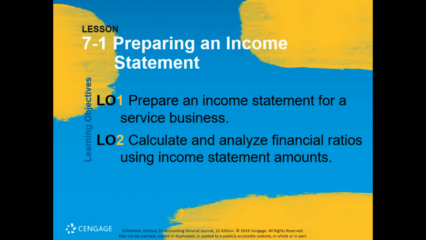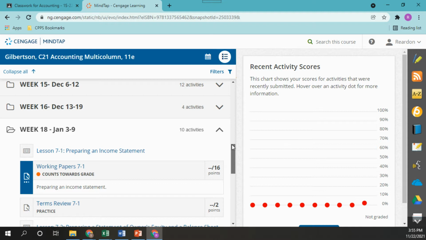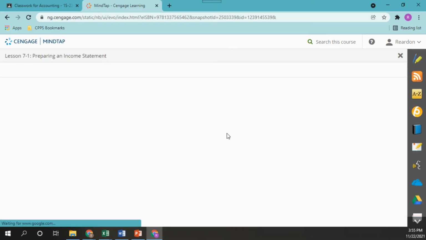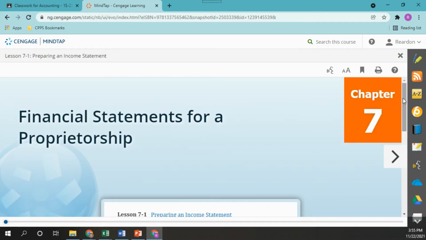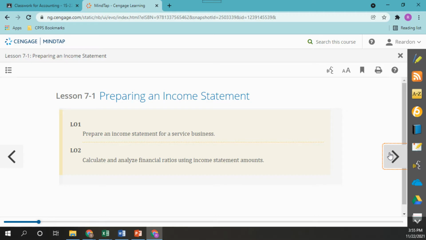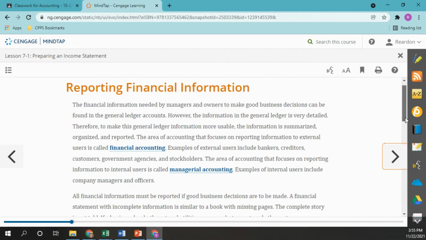Now, in this particular lesson, we're going to be bouncing back and forth just a little bit with the textbook. So be ready with, I'm in week 18, this is 21-22 Google Classroom and lesson 7-1, preparing an income statement, the textbook section for that. So I'm going to fire that up here really quick. Bring your attention to the section here on reporting financial information.